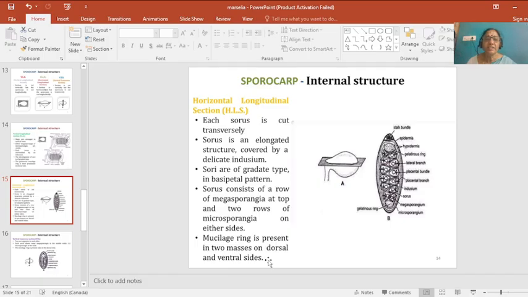In the HLS section, each sorus is cut transversely. The sorus is an elongated structure covered by a delicate indusium. Sori are of gradate type with basipetal manner. The sorus consists of rows of megasporangia and microsporangia on either side, and the mucilage ring is present on both the dorsal and the ventral side.